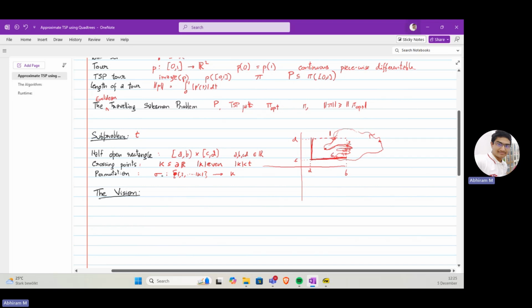So sigma is a function from... In this case, the mod k is equal to 6, right? Assuming t is a number bigger than 6. So then it's going to be a function from 1 to 6 to k. And so sigma of 3, for example, is going to be this point, which is in k. Sigma of 5 is going to be this point, which is in k, right? So that is what sigma does. It tells you the order in which it passes.